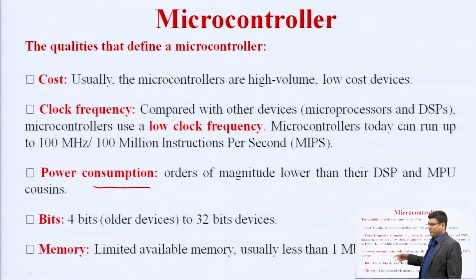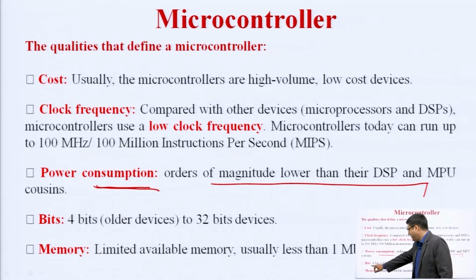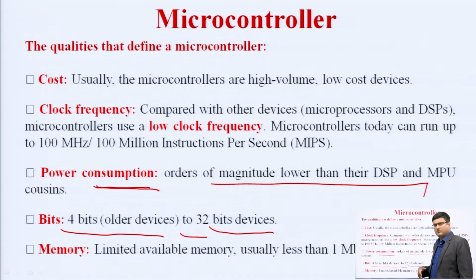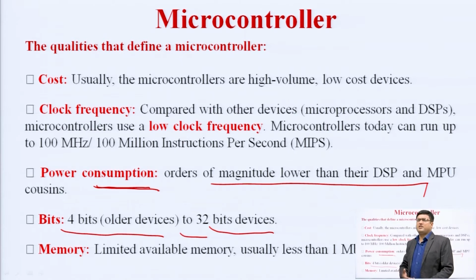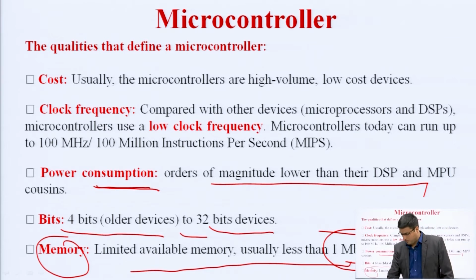The power consumption is also less, because the hardware requirement is less. As compared to other processors, the power requirement of a microcontroller is less. It is available in 4-bit, 16-bit, up to 32-bit devices. The bit size means how many bits it can handle at a time, and this defines the type of a microcontroller. After that, there is the memory section: limited memory is available, usually less than 1 megabyte. This is the introduction of the microcontroller.